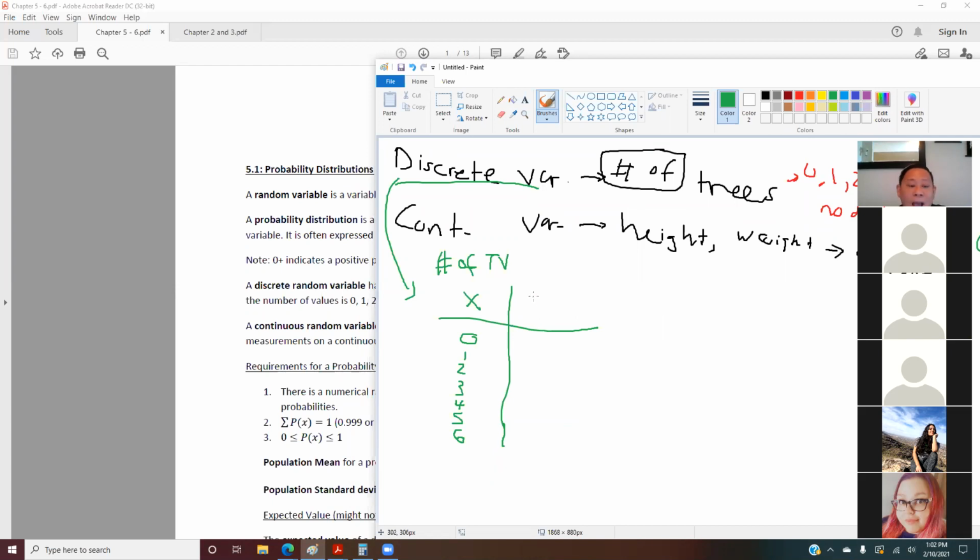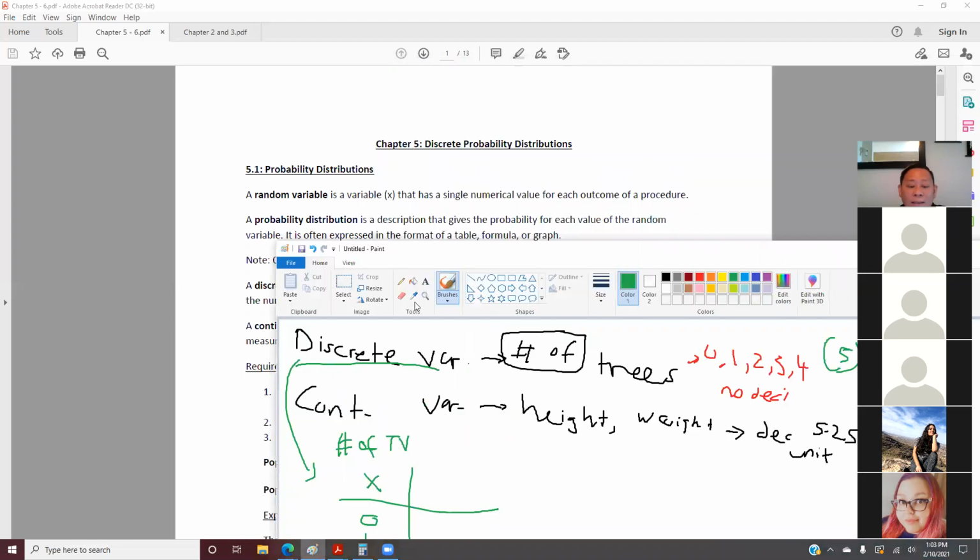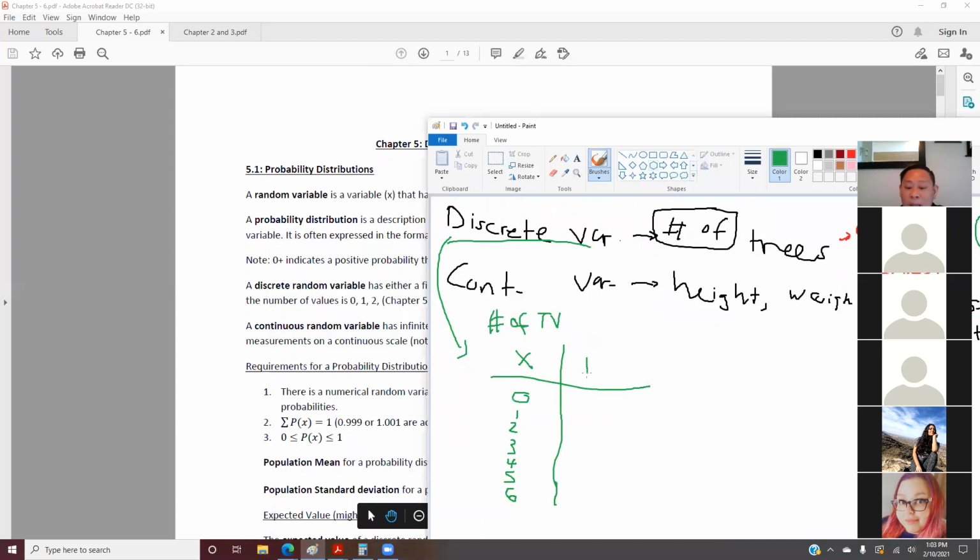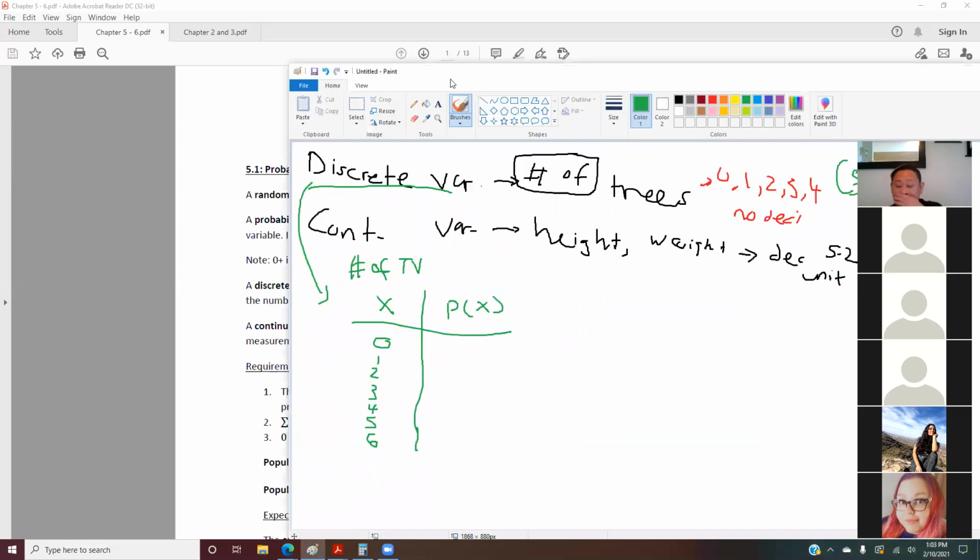Next we have the probability distribution. A probability distribution is a table that has the random variable X and its probability, P(X). So how do we find this probability? If I collect data from you guys, that is easy. If I ask how many of you have no TV at home, let's say 3 students raise their hands. How many have 1 TV at home? Let's say 6 of you. 2 TVs, 7 of you. 3 TVs, 4 students. No students have 4 TVs, no students have 5 TVs, but I got 1 student who has 6.